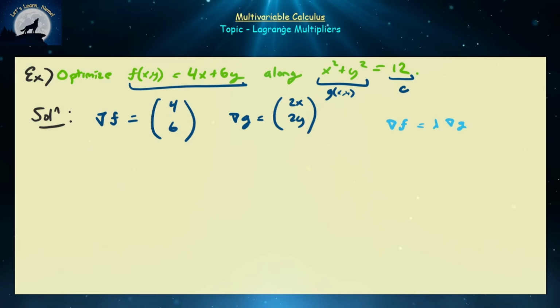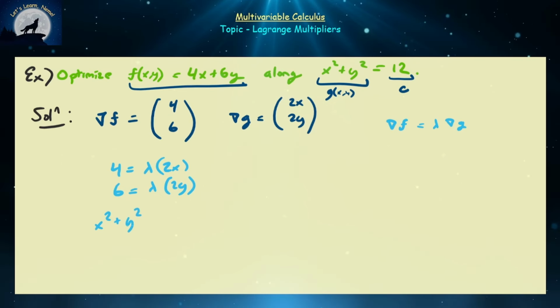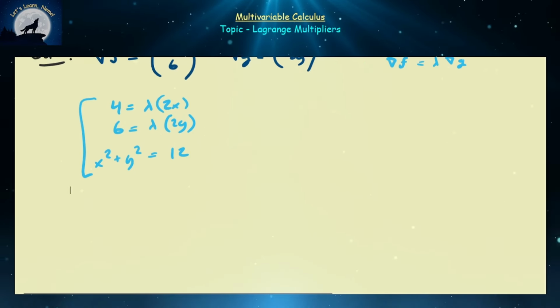The first equation is the x components: 4 is equal to lambda 2x. And then we're going to have 6 is equal to lambda 2y. And lastly, we have x squared plus y squared is equal to 12. Because keep in mind, we have 3 variables here: lambda, x, and y. So ideally, we need at least 3 equations, sometimes less, sometimes more, in order to solve this.